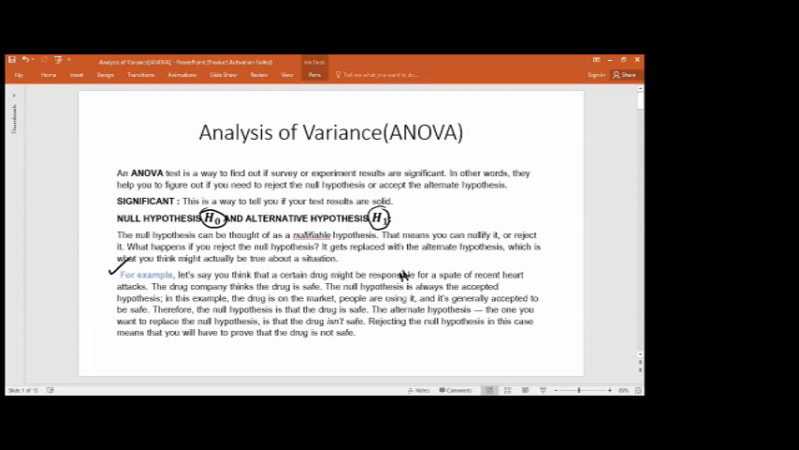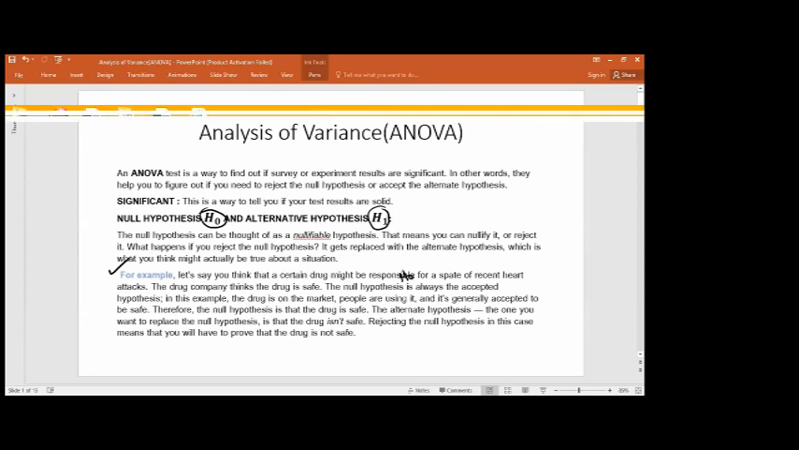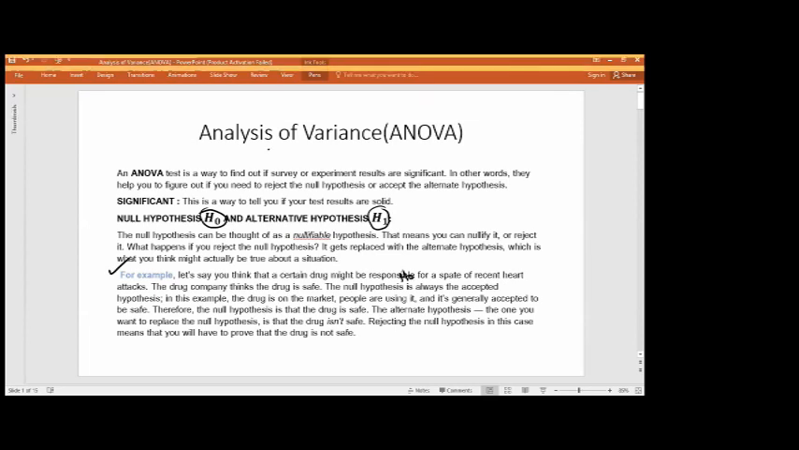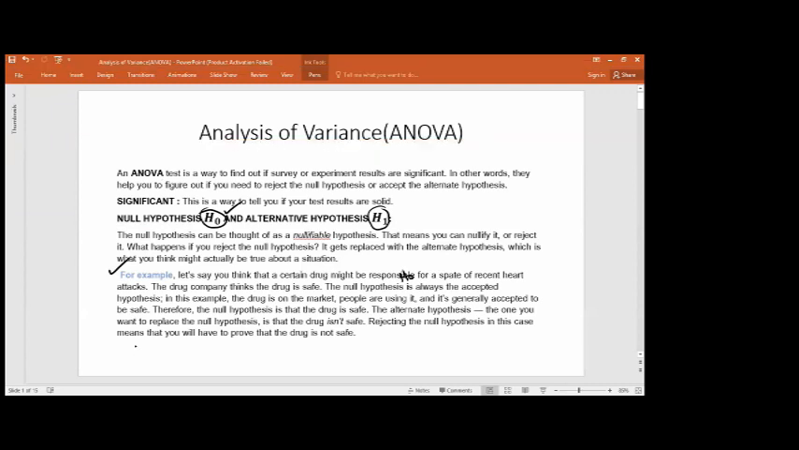Okay. So here we will discuss the types of ANOVA. There are two main types. One is one-way ANOVA and the second one is two-way ANOVA. Two-way ANOVA tests can be with or without replication. What with and without replication mean, we will discuss in these slides.